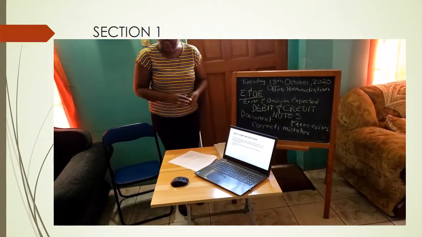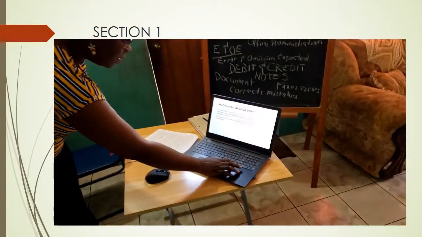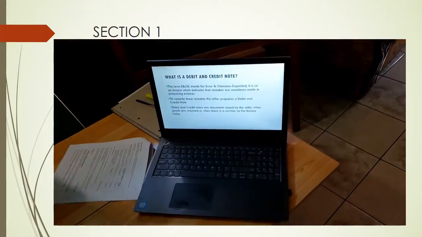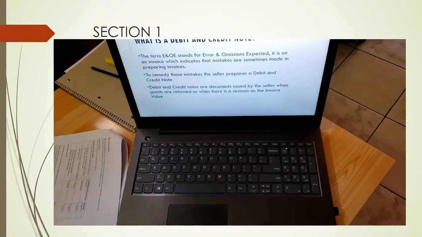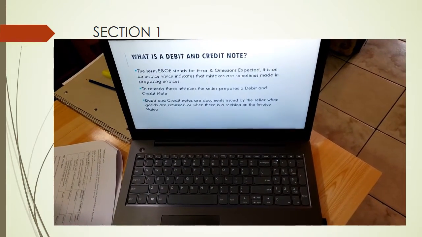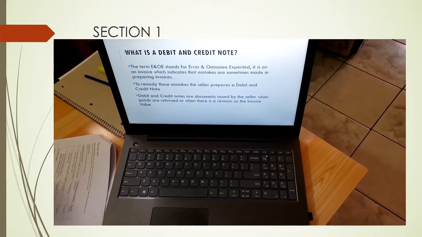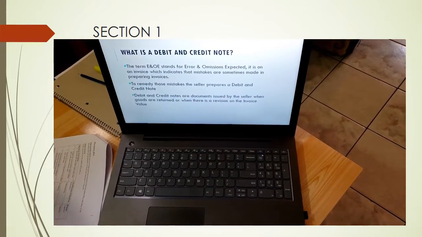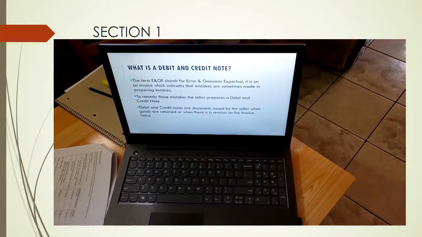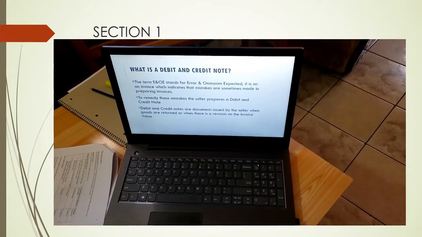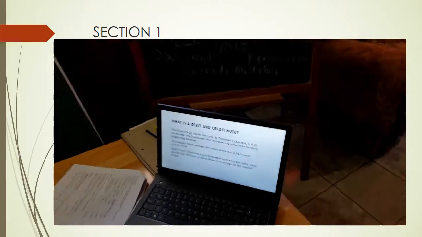So let's see what I have about what is a debit note, right? So as you all rightly said, it is a document. A debit note and a credit note are documents issued by the seller, the seller of the goods. One thing we didn't mention was the seller of the goods. You are correct in saying it's a document. It is issued by the seller when goods are returned or when there is a revision on the invoice.